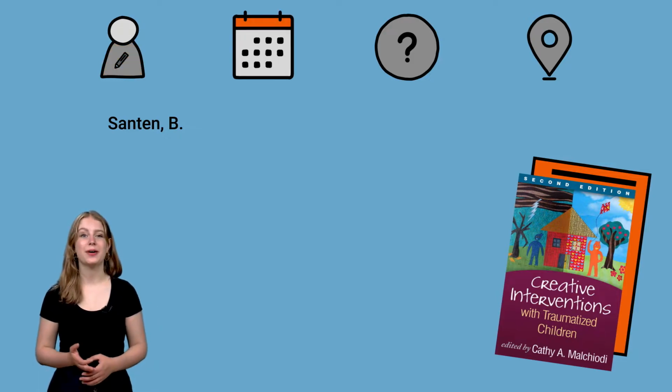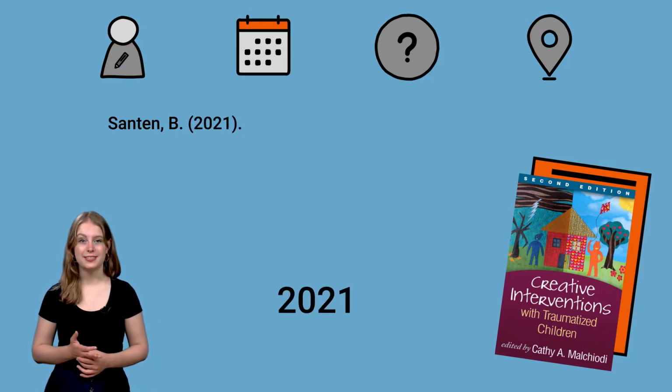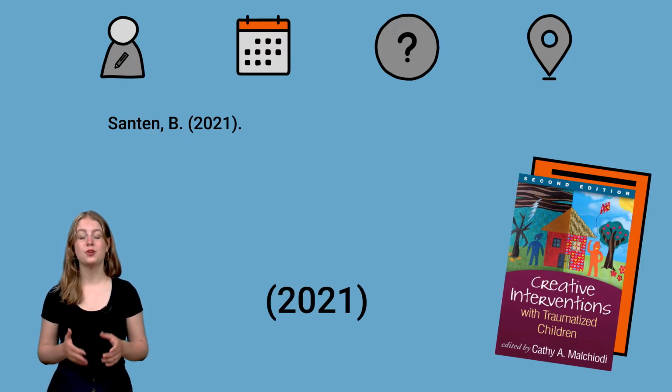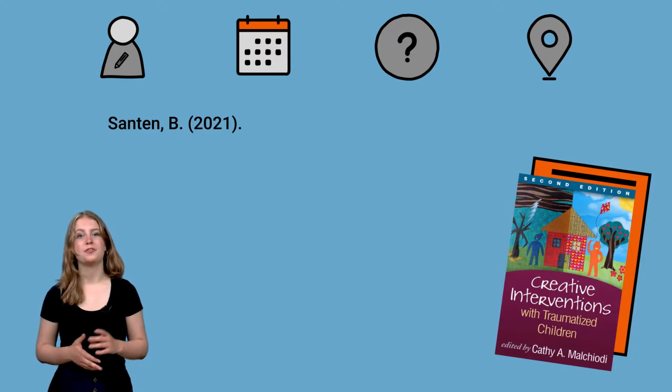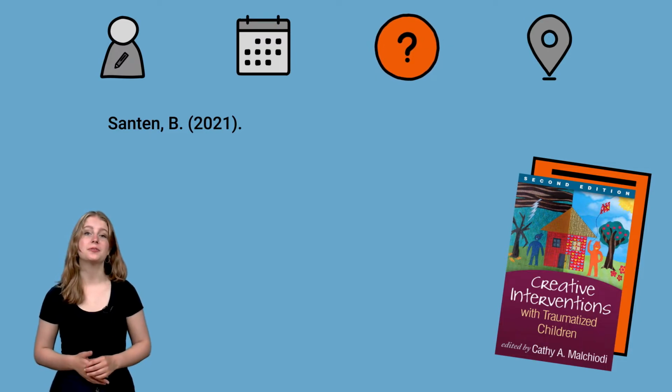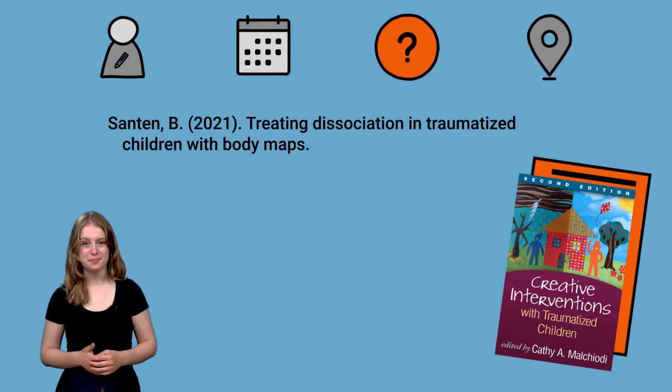The second part is when. When was the publication released? Place the year between brackets, followed by a full stop. The third part is what. What is the title? Note the title of the chapter.